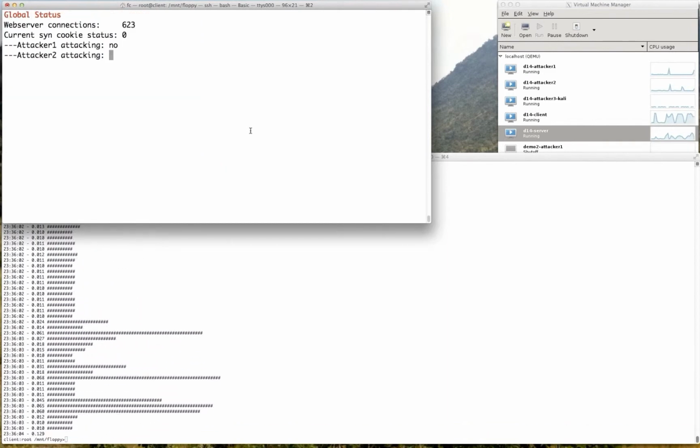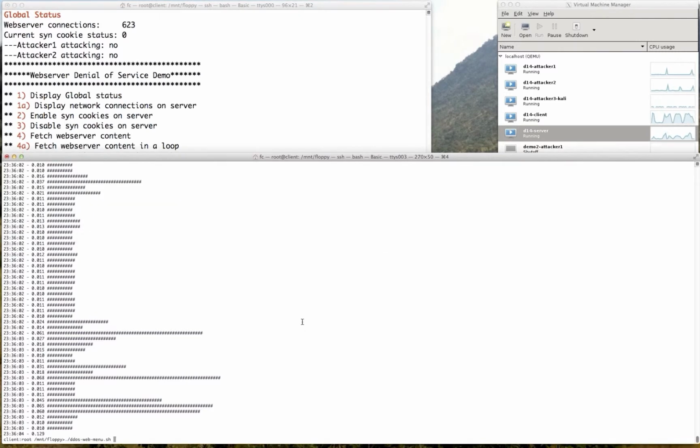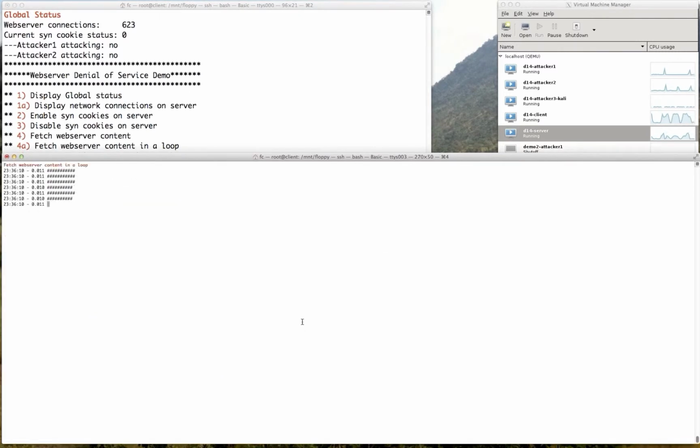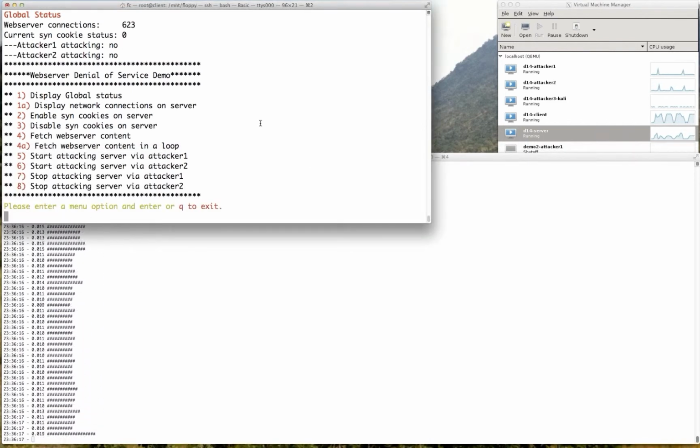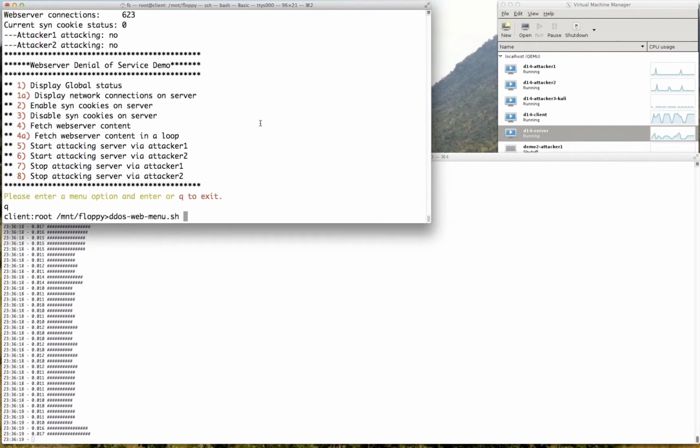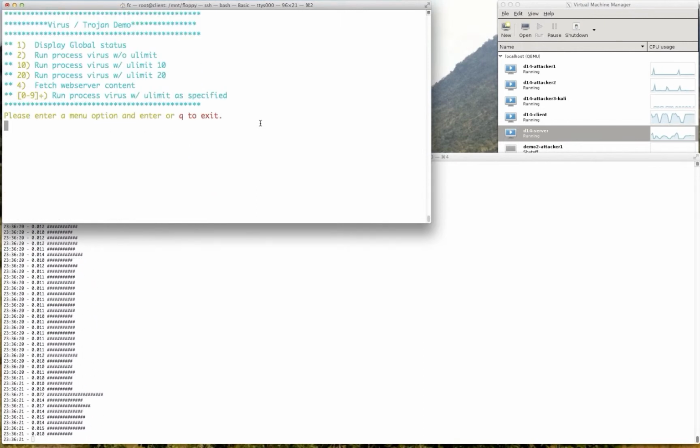Connections are back down, and in fact, in this particular case, the loop that's fetching them stopped, but we'll just restart it. So that's the basic distributed denial of service demonstration. I'm now going to do a virus demonstration. This is a virus that denies services in a different way.